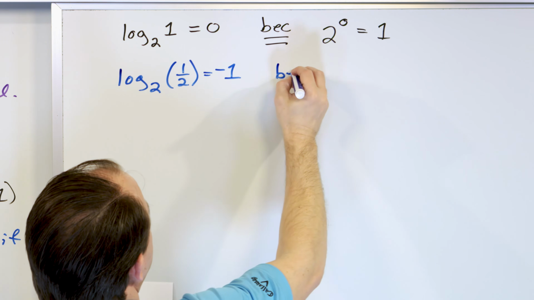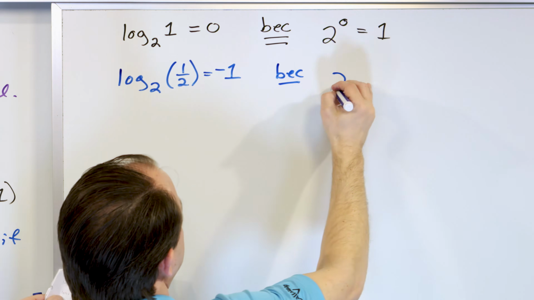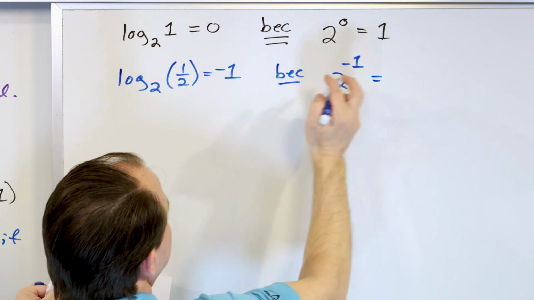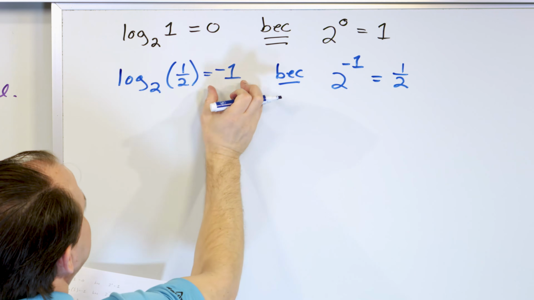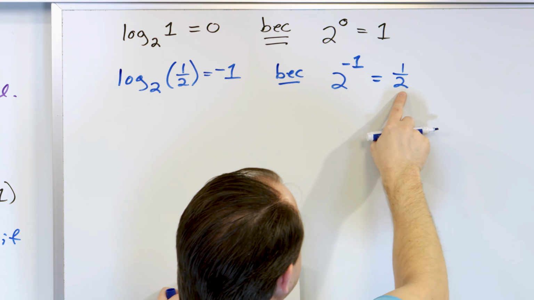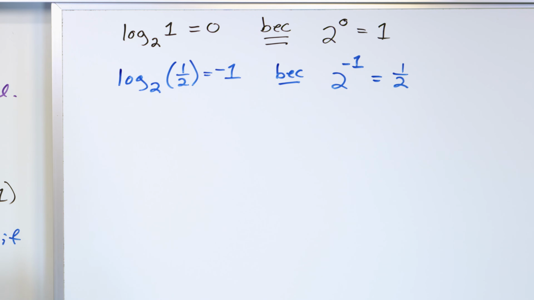Well, I know it's true because the base to the power of -1 is going to be equal to whatever I was taking the logarithm of. Remember, the logarithm gave me the power back. And you know that this is true because 2 to the -1 means I can drop it in the denominator and make it a positive power, right?